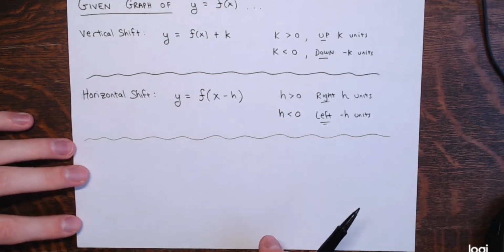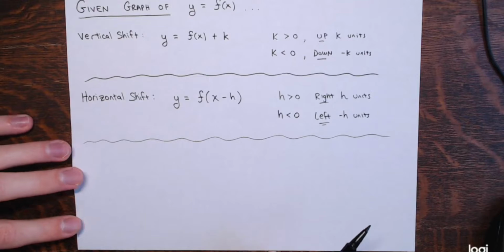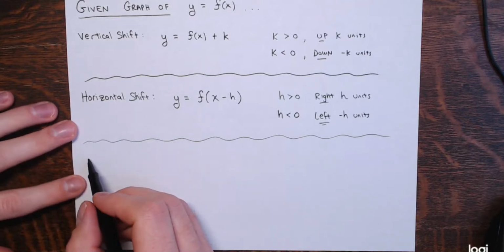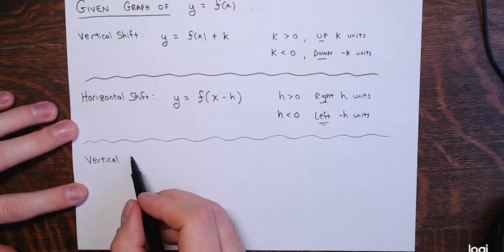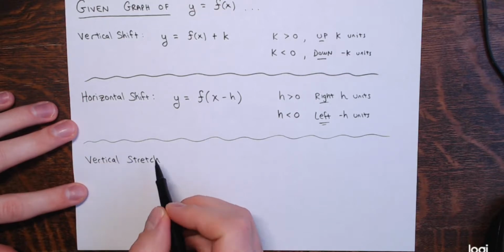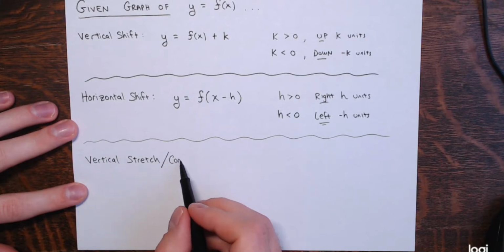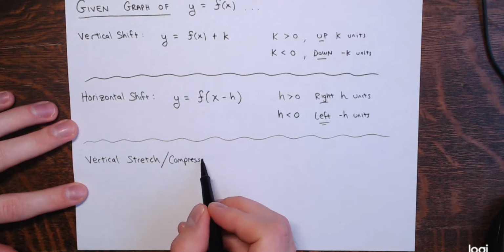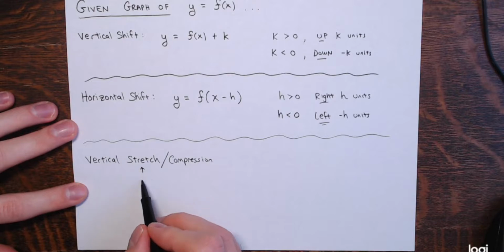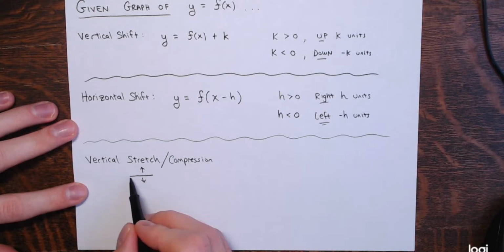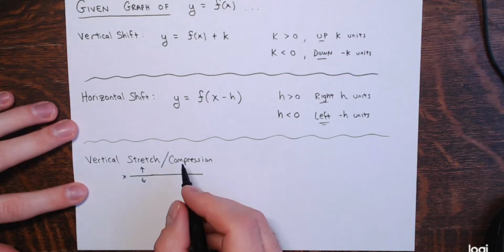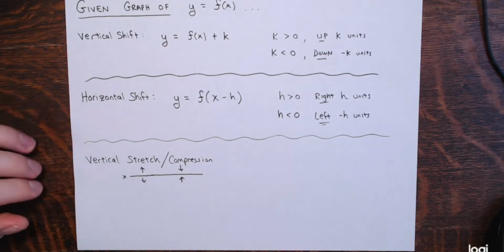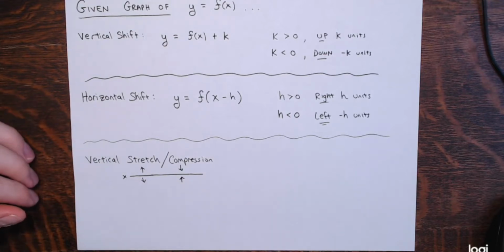All right, and then you have your stretches and compressions. So let's talk about vertical stretch slash compression. Now vertical stretch means the points are moving away from the x-axis. So let's say this is the x-axis here. A vertical compression means that the points of the graph are pushed in closer to the x-axis.